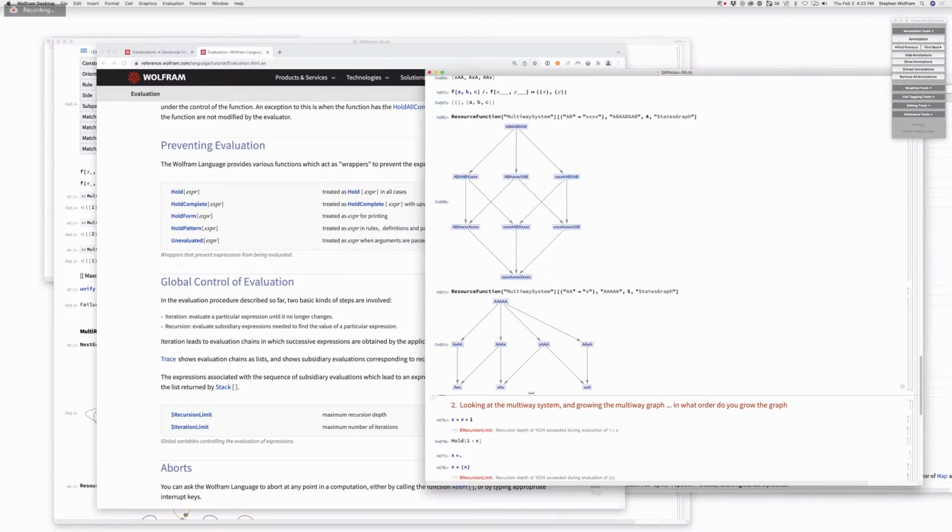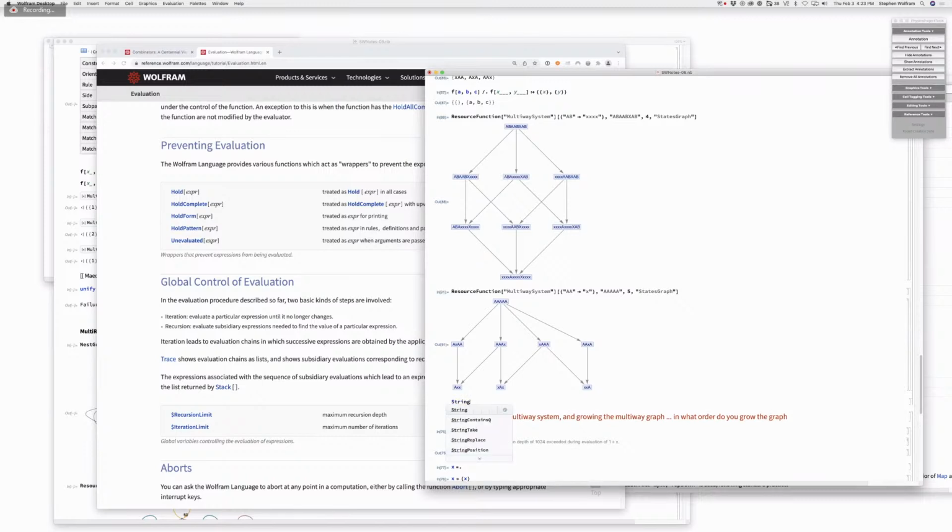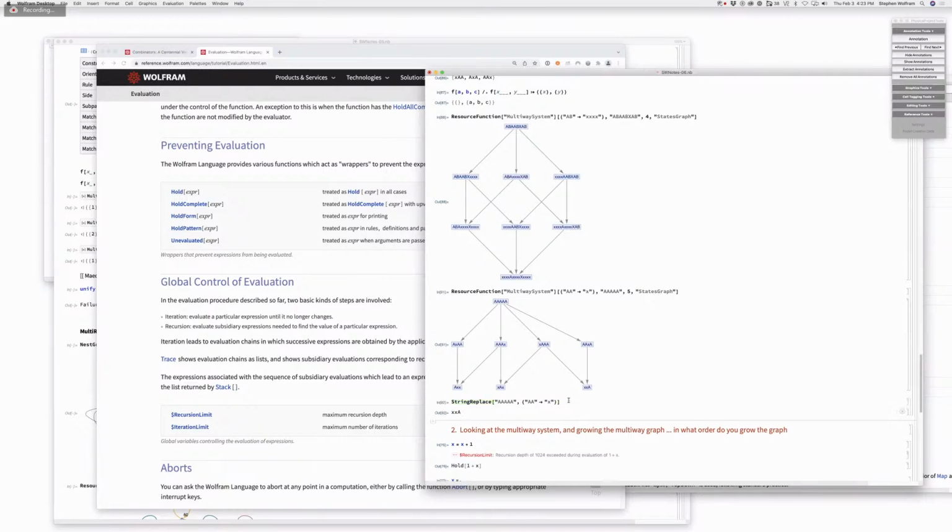But now in this particular case, string replace is going to give, what is it going to give actually? Okay, who can guess which of these it's going to give? I have a guess. I'm going to guess it's going to give that one. Yes, I'm right. Okay. Is this making sense to people? What's going on here?